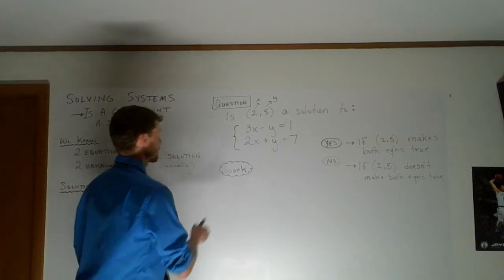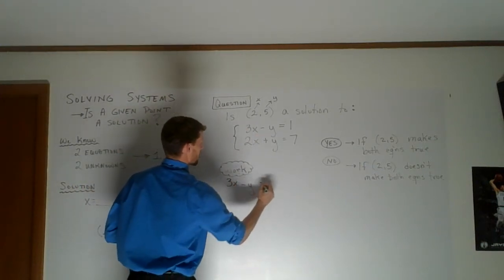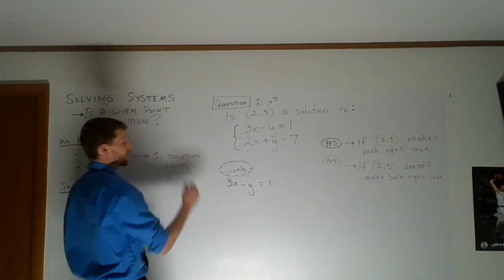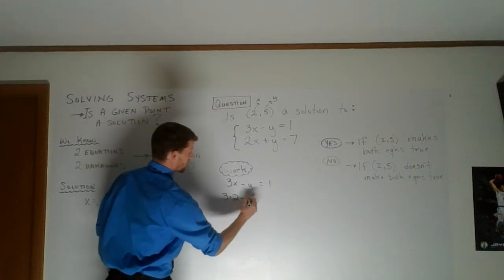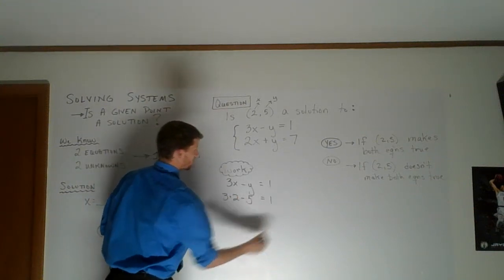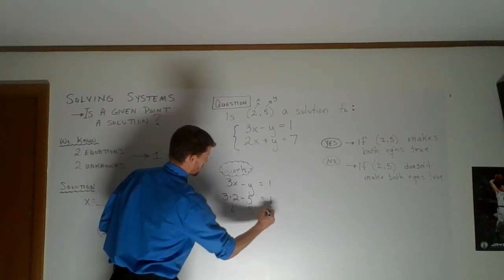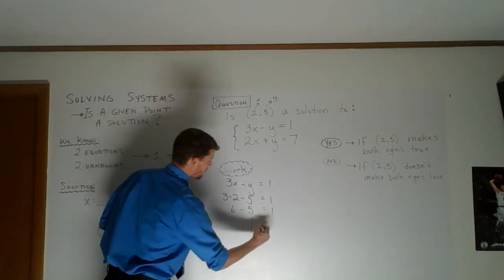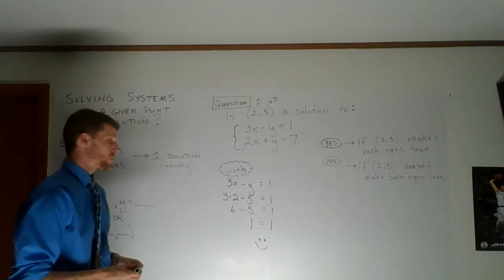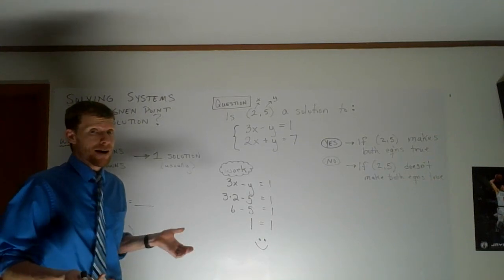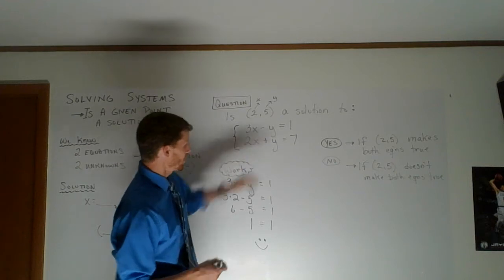Here we go. Take the first equation, 3x minus y equals 1. We'll take the point 2, plug it in, take the number 5, plug it in, and now we'll do some math. 3 times 2 is 6. 6 minus 5 is 1. And we see that the first equation works. We don't know that the final answer is yes yet. We just know that the first equation works. We have to now check the second equation.